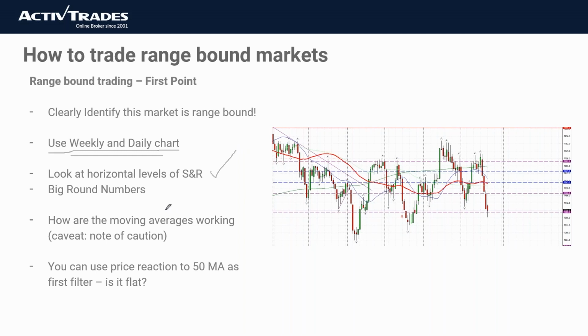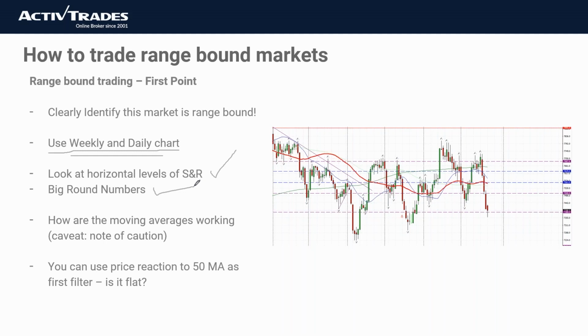What can also help in identifying range bound markets is big round numbers. Are there certain particular numbers that the market seems to respect and either treats as resistance or treats as support? So, for example, just off the top of my head, if you were to look at gold charts on both the weekly and the monthly chart over the last few years, you would find that the big round number of $2,000 has acted as really good, strong resistance. Whenever price comes up to that area, it's been rejected away.